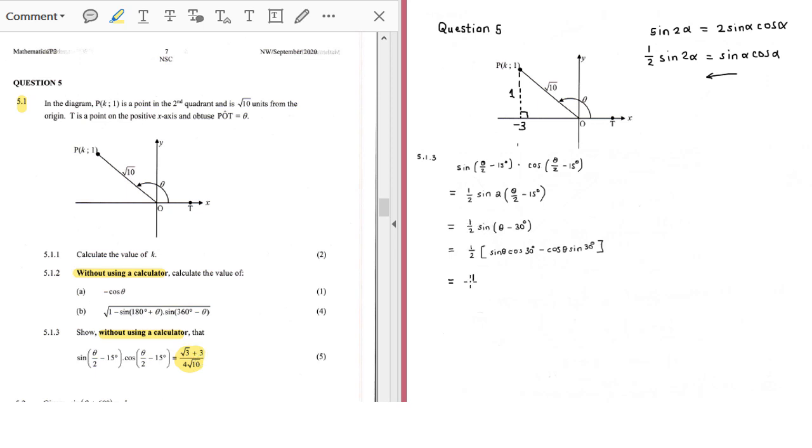So let's substitute in. We're going to have a half times the sine of theta, which will come from the triangle, and is 1 divided by the root of 10. Don't rationalize this. This is times the cosine of 30 degrees, which is the root of 3 over 2, minus the cosine of theta, which, if you don't rationalize, is negative 3 divided by the root of 10, and then the sine of 30 degrees is 1/2.